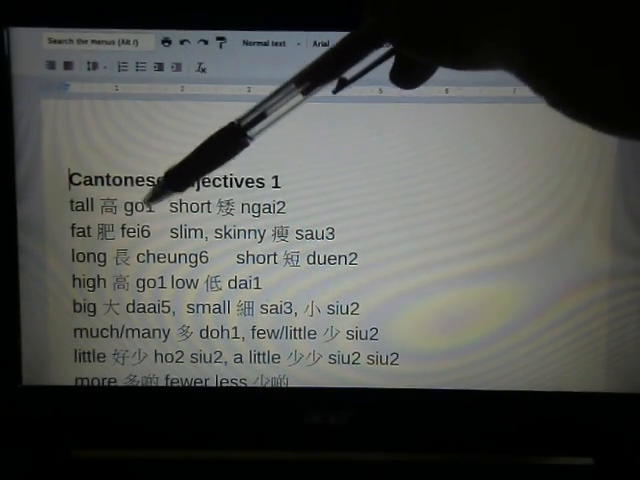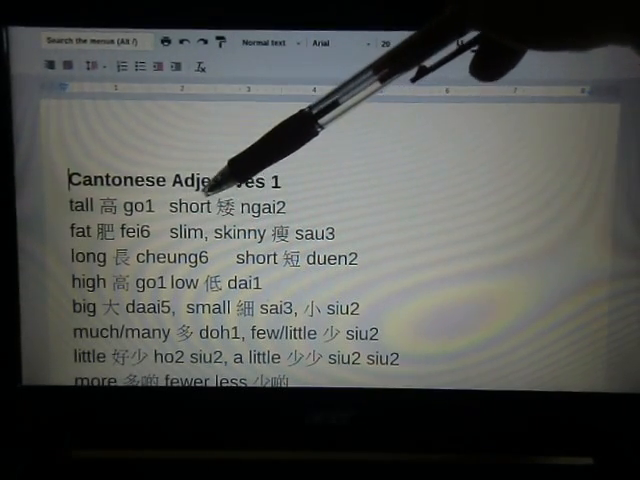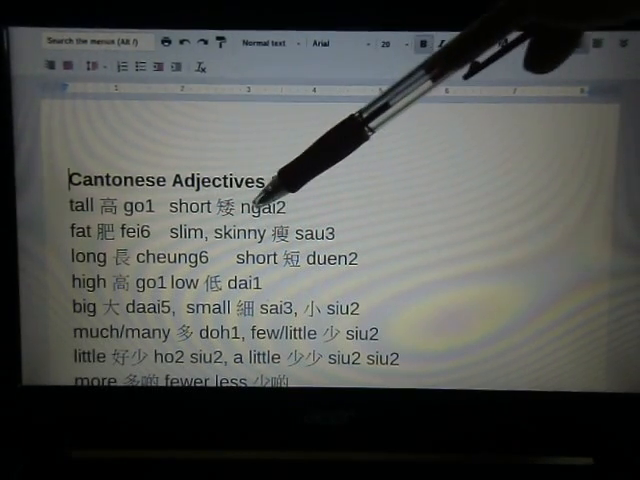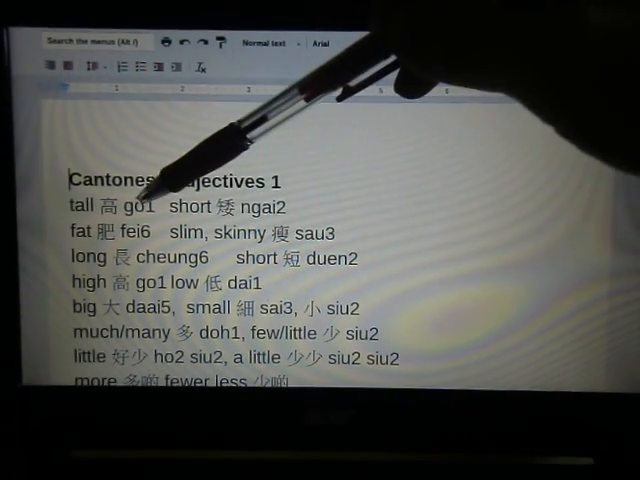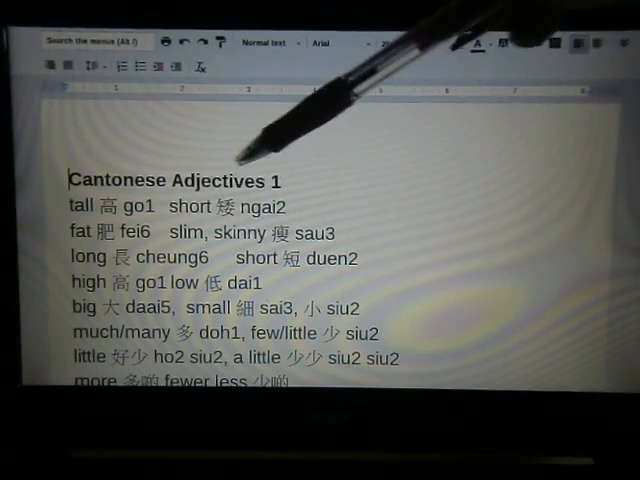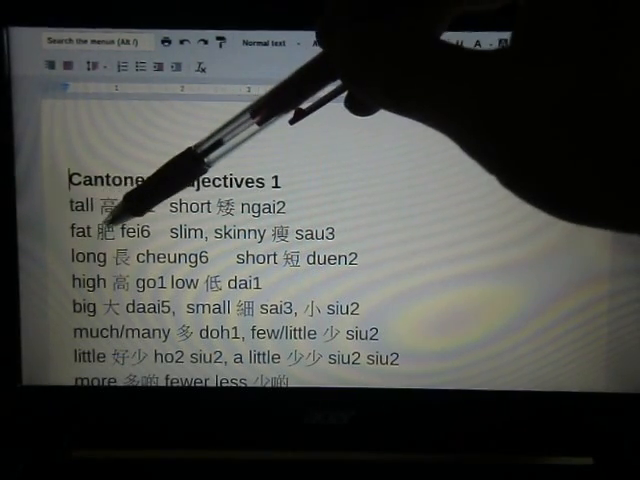Okay, go is the first tone. Ngai is the second tone. Ngai, so it's a rising tone, second tone. So the pitch of ngai is a little bit lower than the pitch of go. Okay, go ngai, go ngai, fei, fat.